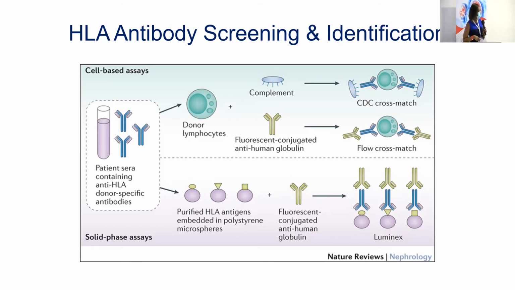And then there are solid phase assays. There are ELISA-based assays, but those are not preferable. What's preferable are assays where they have purified HLA antigens adsorbed onto polystyrene beads, and then the rest of the testing is the same. Incubate this with the patient sera, the recipient sera, allow for binding, and add your fluorescent labeled secondary antibody. This is anti-human globulin, an antibody against human antibody, so it will bind onto that complex.